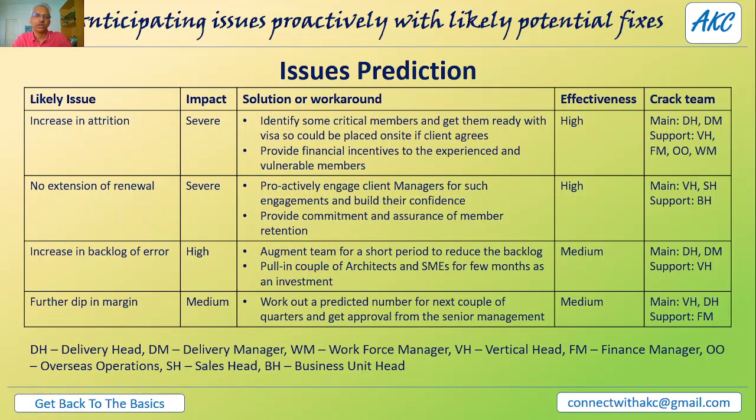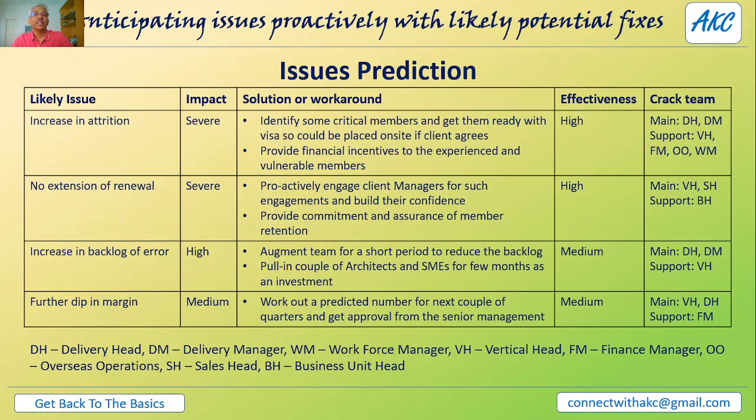So here I am showing only 4 of them. For example, increase in attrition. That came as a potential thing which will happen, and if it happens, it will have a severe impact. So the solution or workaround was to identify some critical members and get them ready with visa so we could place them on site, right?